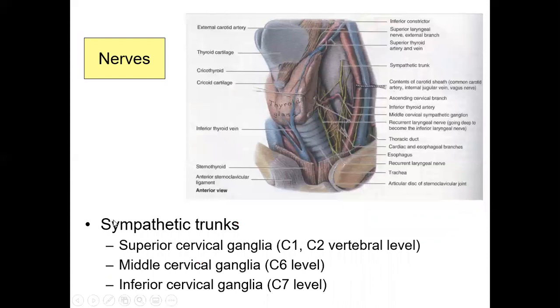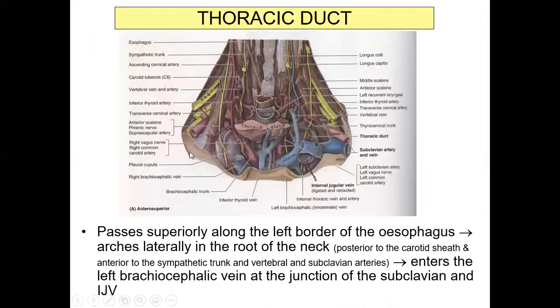And for the sympathetic trunk, we have the superior cervical ganglia, the middle cervical ganglia, and also the inferior cervical ganglia. And for the thoracic duct, if you see from this picture, we have the green colored line here. This is the thoracic duct.